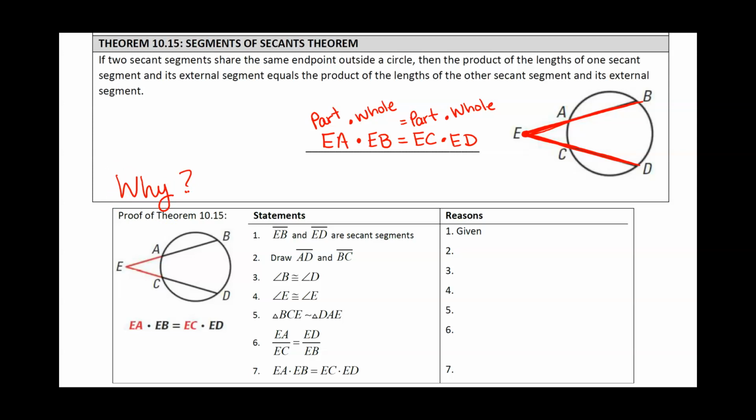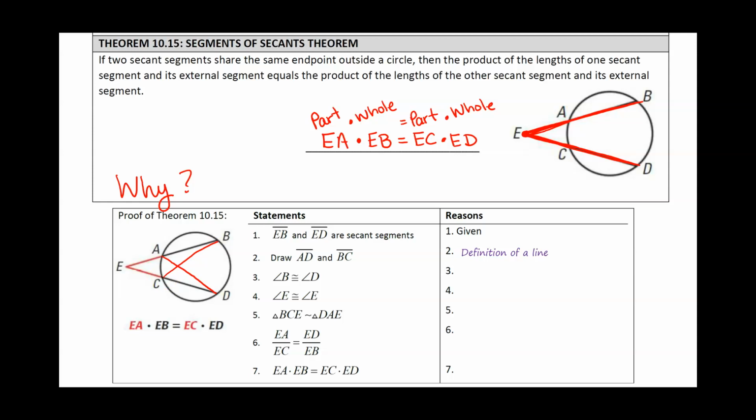Now all of these have this in common. It's just about similar triangles. So here is the proof of 10.15. Same picture, same theorem. Given EB and ED are secant segments. Step 2, draw AD. Now notice that's a triangle. And BC, that's another triangle.